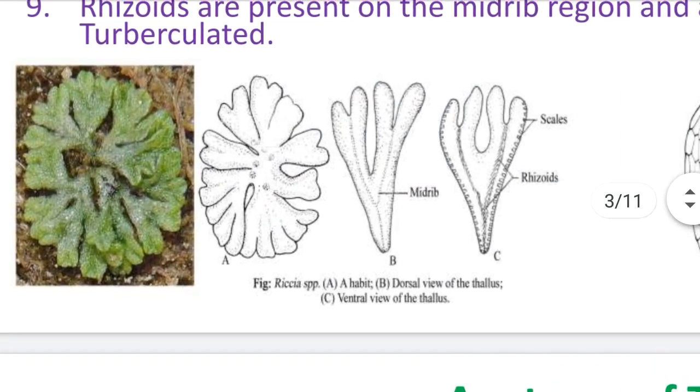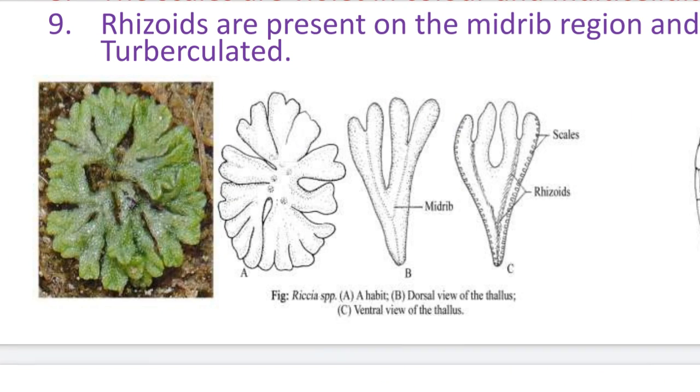The first green colored photograph shows the rosette mature thallus of Riccia. Rosette thallus means a rose-like structure due to its frequent dichotomous branching. Diagram A is the rosette thallus. Diagram B is the single thallus, the dorsal, upper side of the thallus. At the center there is a prominent midrib. Diagram C shows the ventral surface, the ventral view of the thallus.